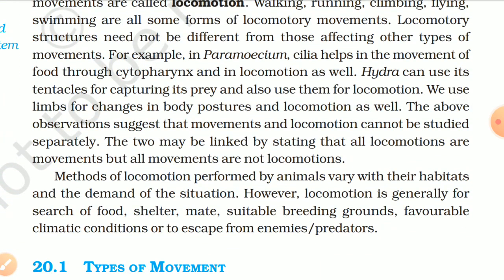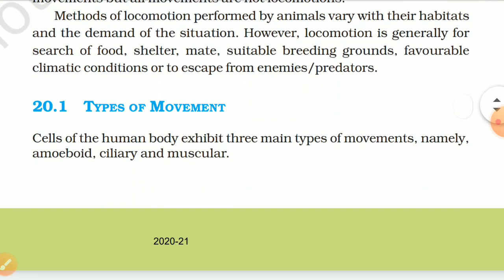The above observations suggest that movements and locomotions cannot be studied separately. The two may be linked by stating that all locomotions are movements but all movements are not locomotions. Methods of locomotion performed by animals vary with their habitats and the demand of the situation. However, locomotion is generally for search of food, shelter, mate, suitable breeding grounds, favorable climatic conditions, or to escape from enemies or predators.